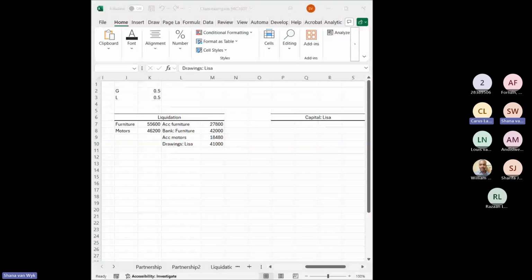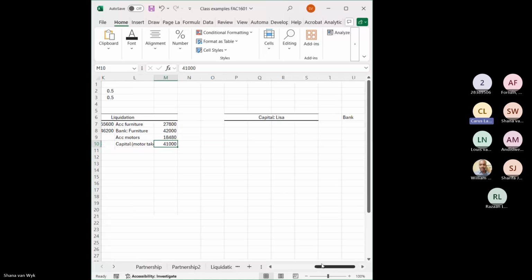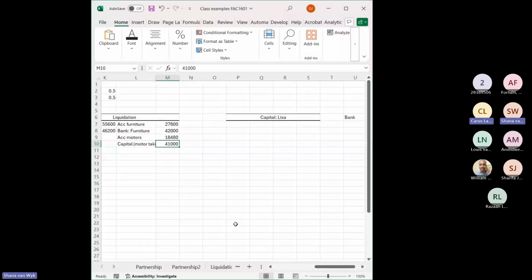Okay, so then it's gonna be capital. I'm just gonna say motor vehicle taken Lisa. They are a partner of the partnership, right? Is Lisa a partner? That's correct. Okay, yeah. We're gonna debit. And the liquidation account is actually the contra account for bank. Yeah, in this situation.